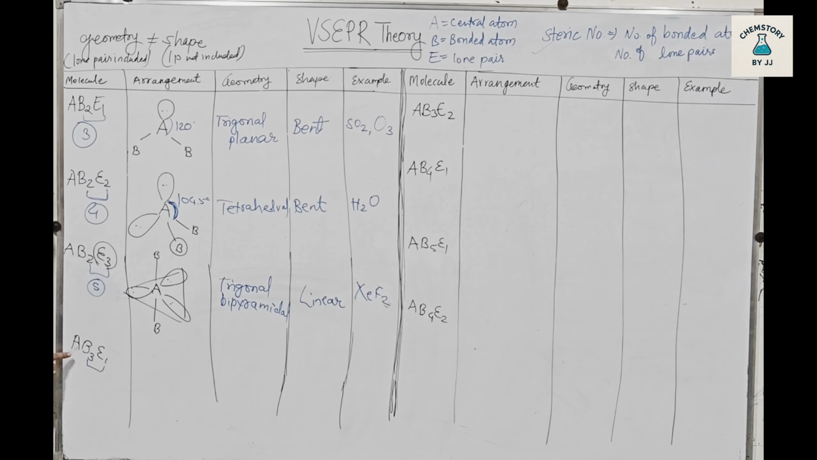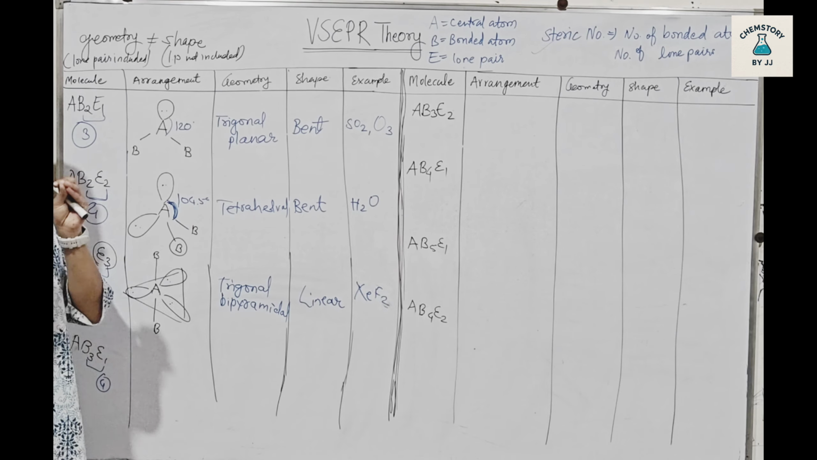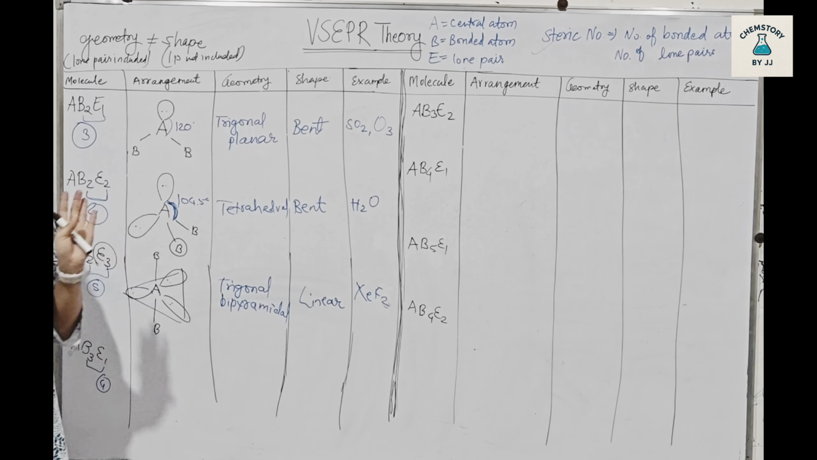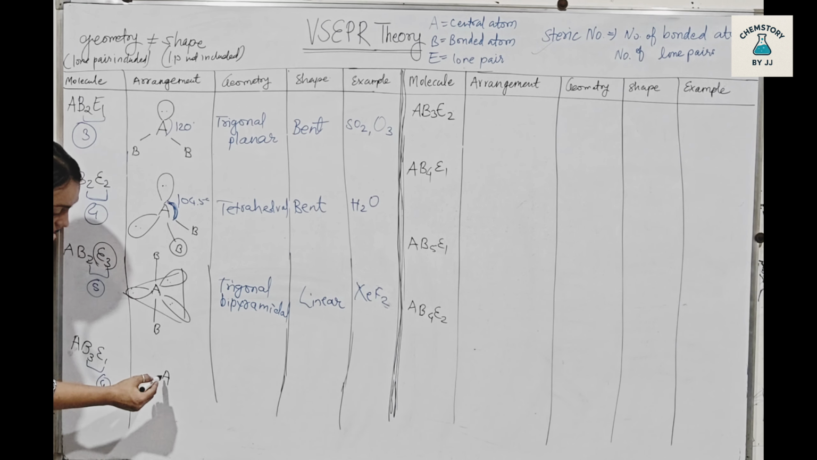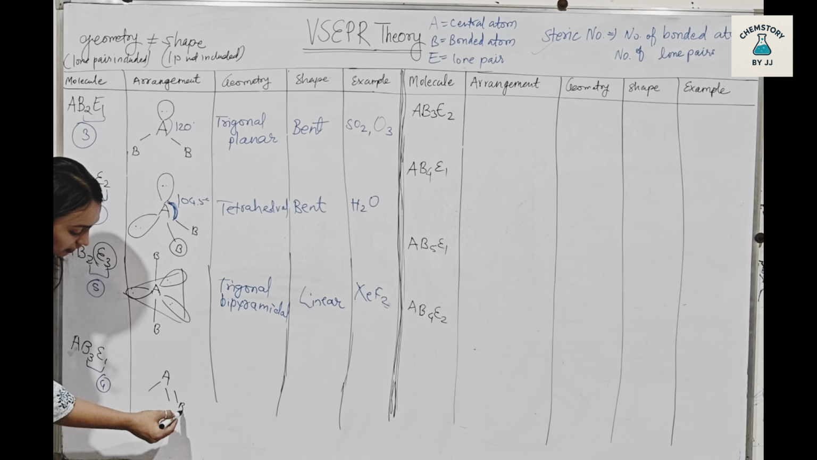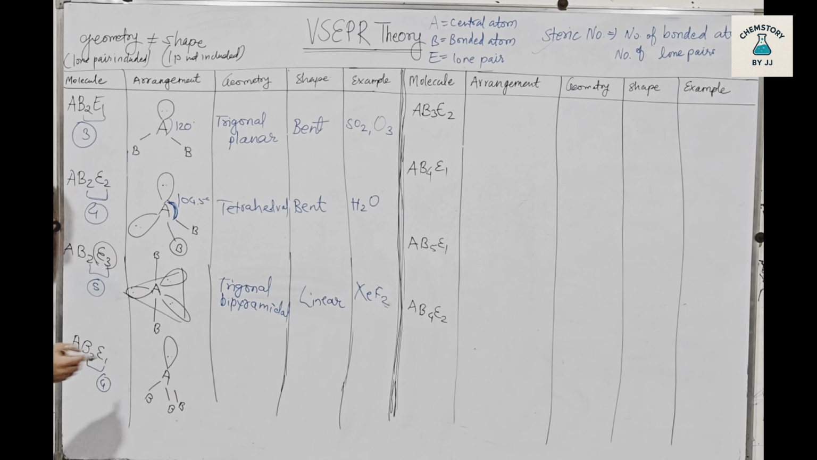Again, for AB3E1, the steric number is 4. As I told you here, whenever the steric number is 4, consider the molecule's geometry to be tetrahedral. Right? Arrange it like this. A bonded with 3 B's and 1 E. Right?